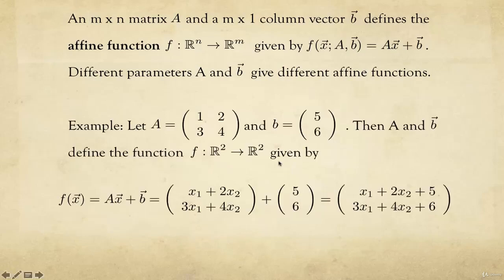So for example, here's a matrix and here's a column vector. Together they define a function from R2 to R2, where you take the input, you multiply by A, then you add the column B. And when we add it together, we get this function. So this is a vector valued function from R2 to R2.